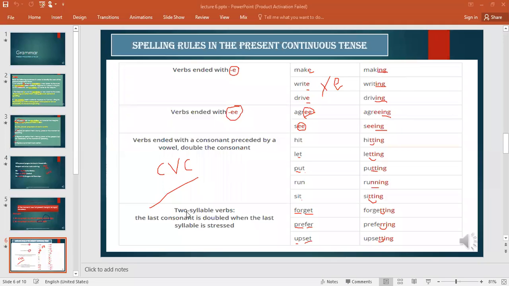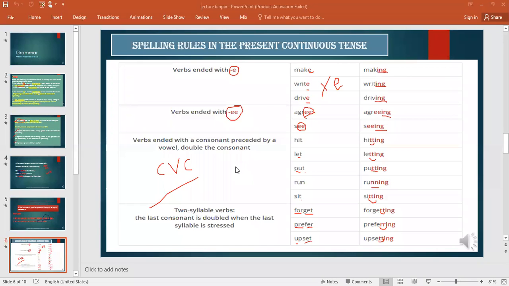So the rule says, when a verb ends with E, you drop the E and add ing. Okay, this is the first rule. So the first rule in the present progressive tense concerning spelling says when a verb ends with E, you drop the E and add ing.